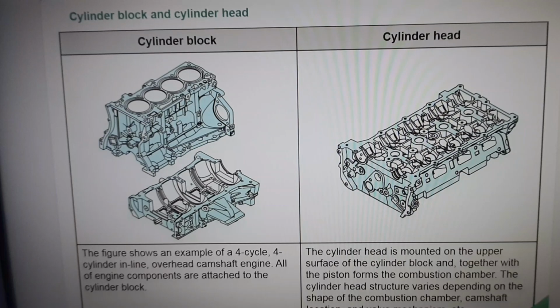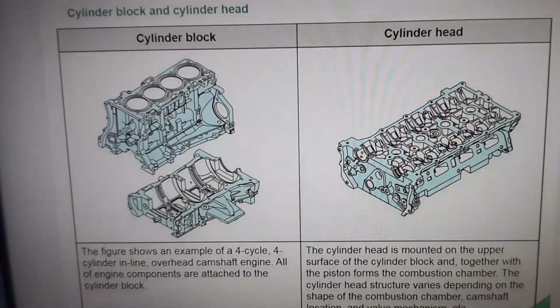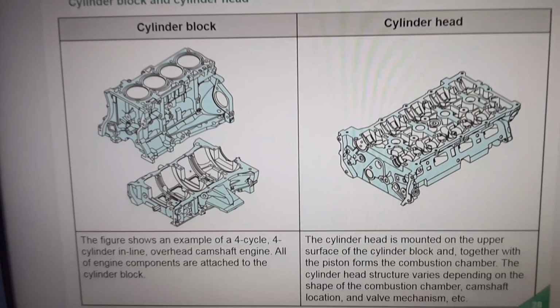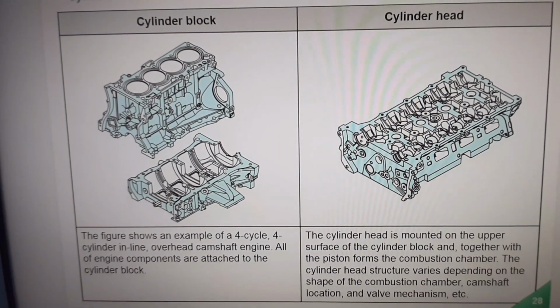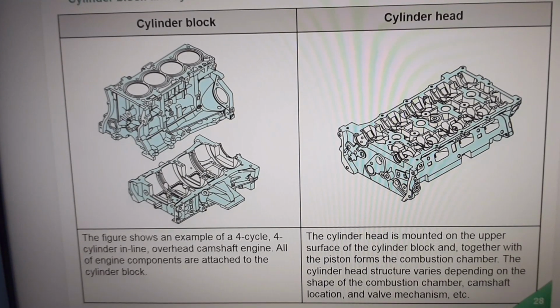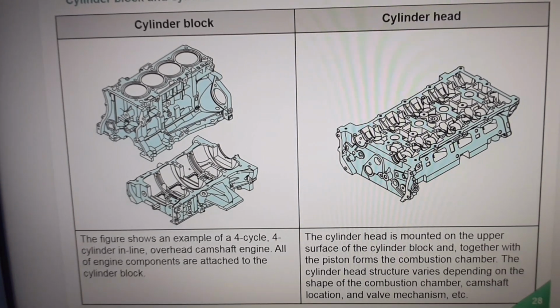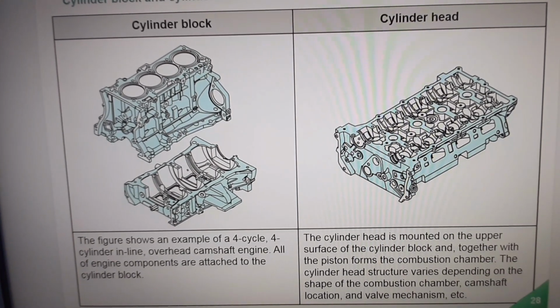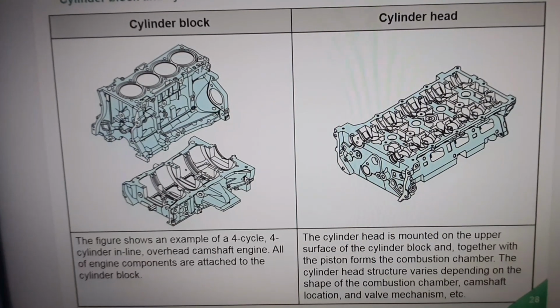The cylinder head is mounted on the upper surface of the cylinder block, and together with the piston, it forms the combustion chamber. The figure on the right shows the mounting position of the cylinder head. The cylinder head structure varies depending on the shape of the combustion chamber, camshaft location, valve mechanism, etc.